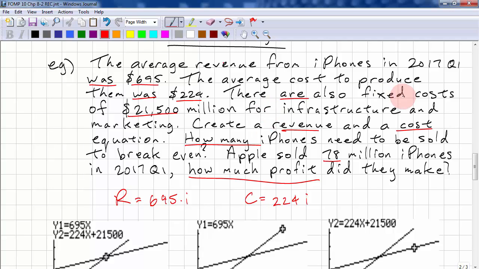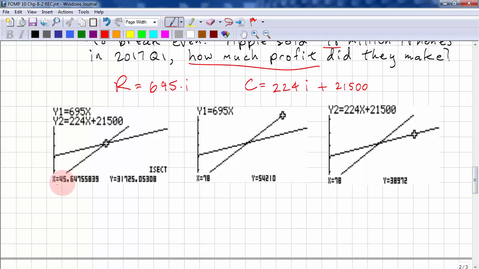But there are also fixed costs. So that's on the other side of 21,500 million, and that's 21.5 billion. So we'll put 21,500. Okay, so if they sell 0 iPhones, they've lost 21.5 billion. However, we need to figure out how many iPhones need to be sold to break even. So we can graph this.